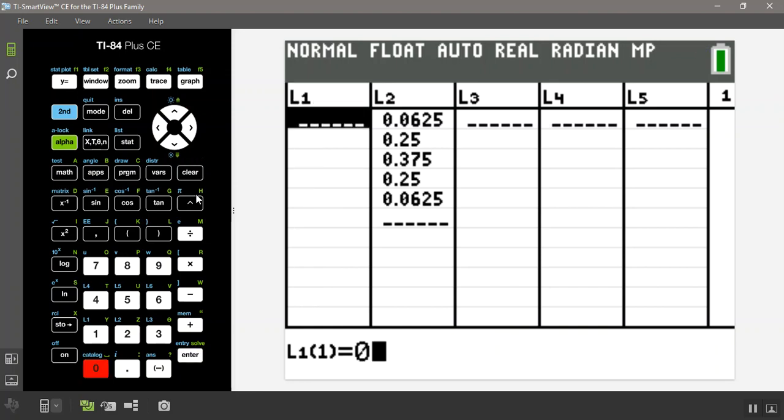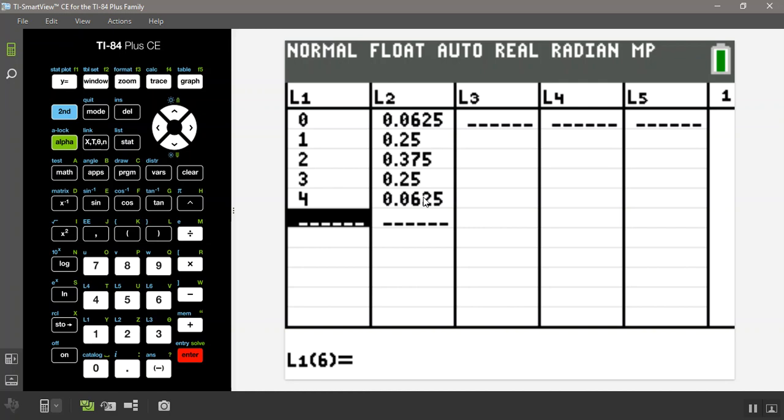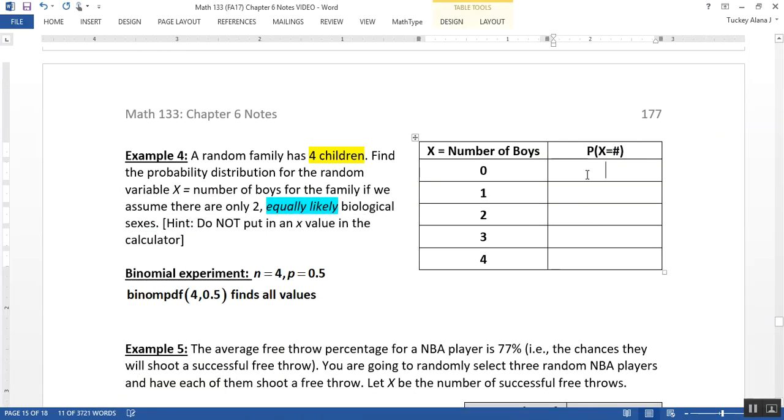And I can type by hand the x values. So 0, 1, 2, 3, and 4. And I can see the table beautifully. That store feature is a really nice feature. So there we go. I have all the probabilities. 0.0625, 0.25, 0.375, and so on.